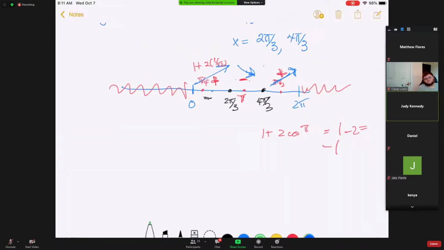Notice, just looking at the little sketch, at 2 pi over 3, it's going up and then it's coming down. At 4 pi over 3, it's going down, then it's coming up. So we've got a local maximum that happens at 2 pi over 3 and a local minimum that happens at 4 pi over 3. And I'm going to erase that.